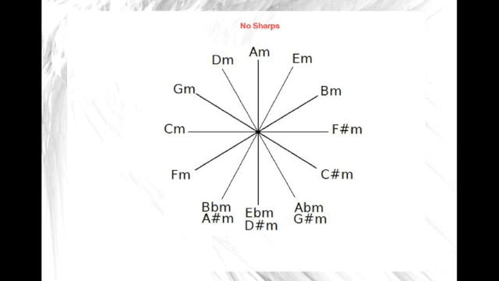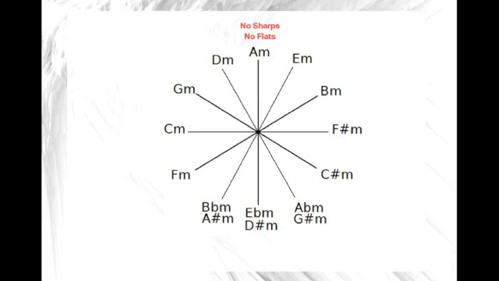So no sharps or flats on the A minor. E minor's got an F sharp. B minor's got an F sharp and a C sharp. F sharp minor's got an F sharp, a C sharp and a G sharp, etc., etc.